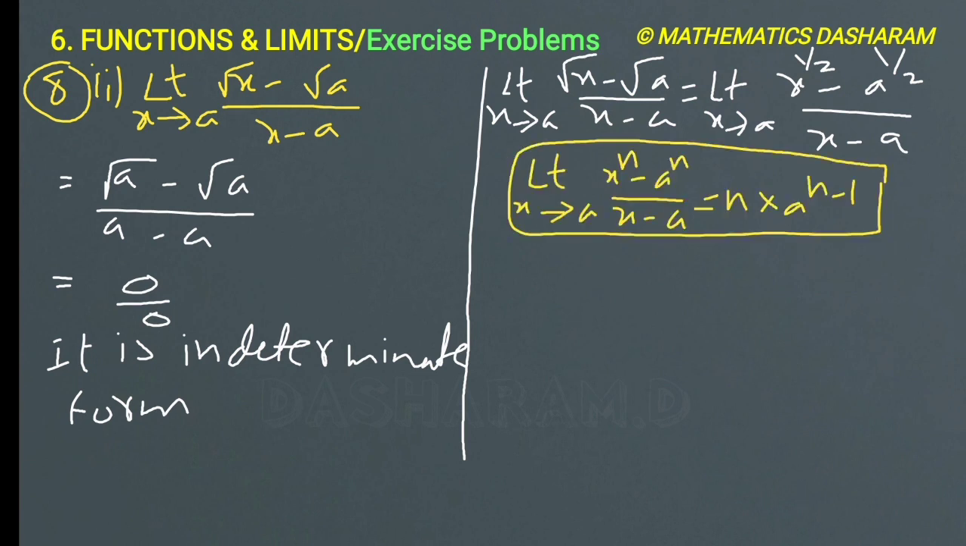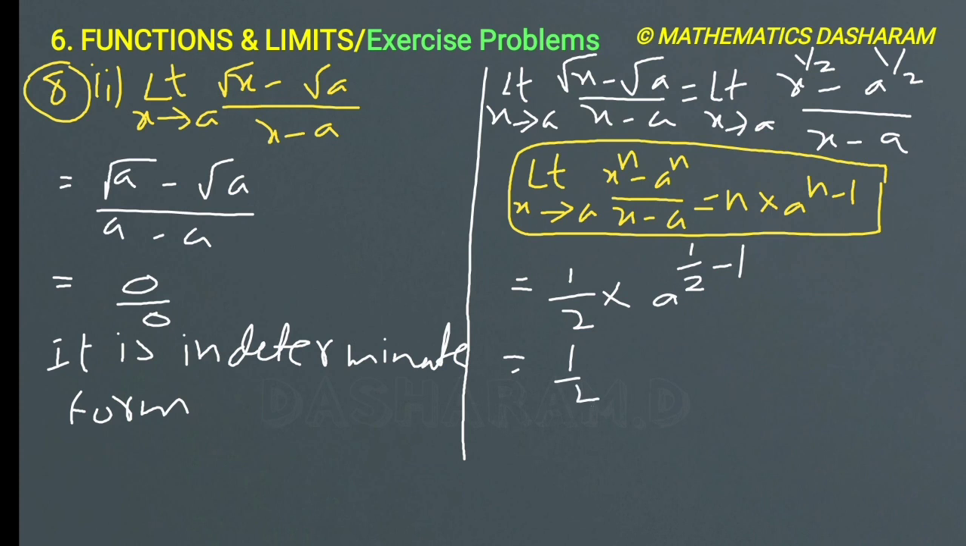So now apply the limit x tends to a, (x to the power of n minus a to the power of n) divided by (x minus a) equals n into a to the power of n minus 1. So then what is the n value here? 1 by 2 is the n value. So 1 by 2 into a, n minus 1, that is 1 by 2 minus 1.